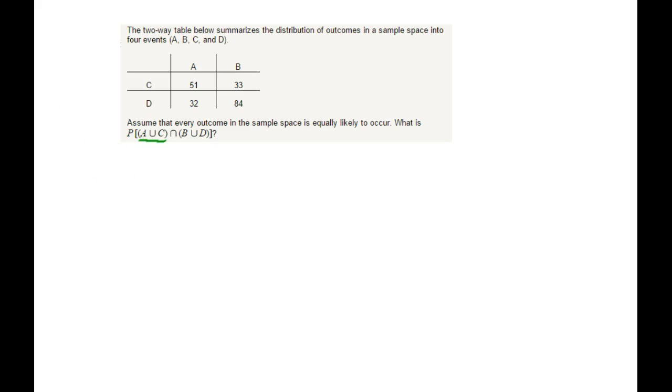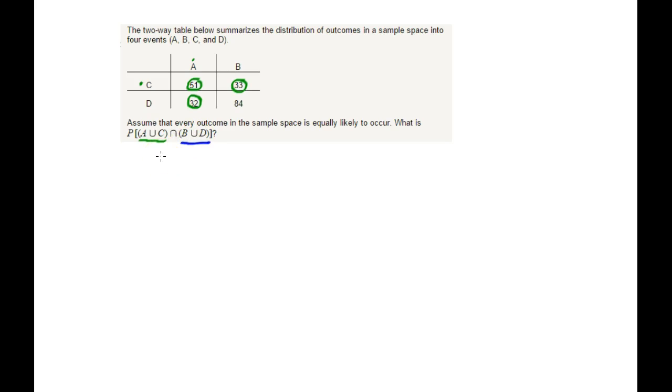Actually, I'm going to make this a different color. Let's make this blue. Okay, we're going to think about A union C. What is A union C? A or C. So the ones that can make up A or C would be this, and this, and this. It's got to be in either one. It has to be at least one A. So here's A, and here's C. As we can see, these three values make up A union C.